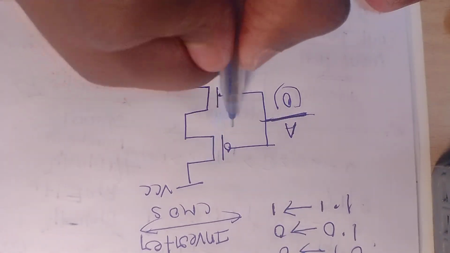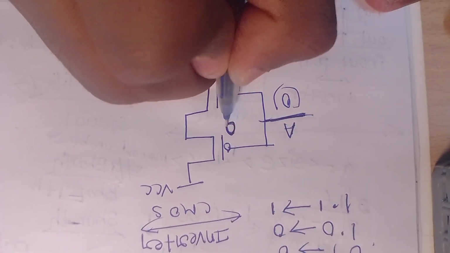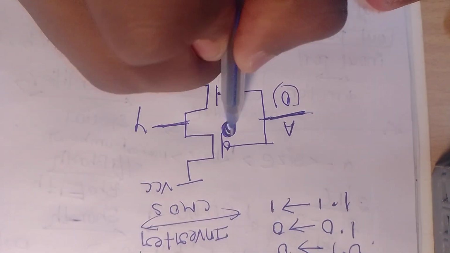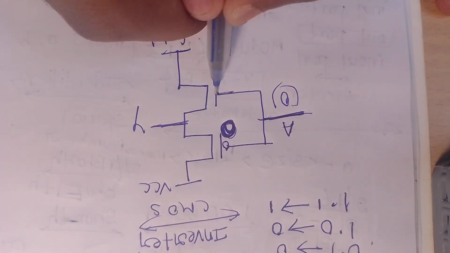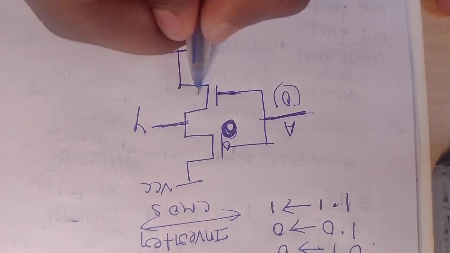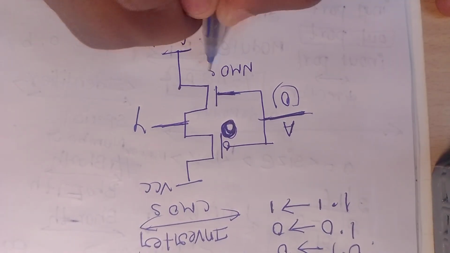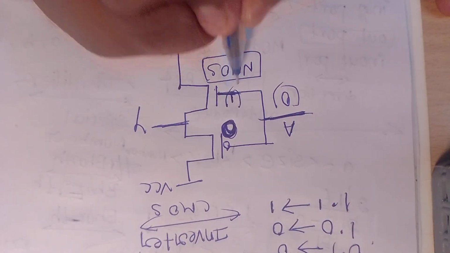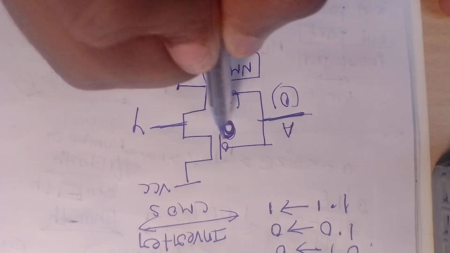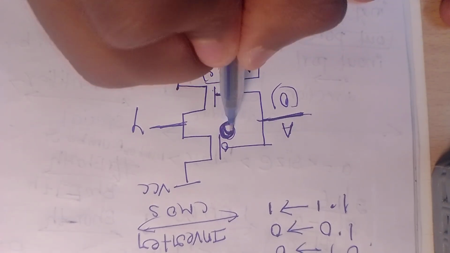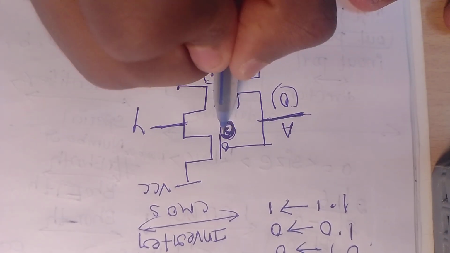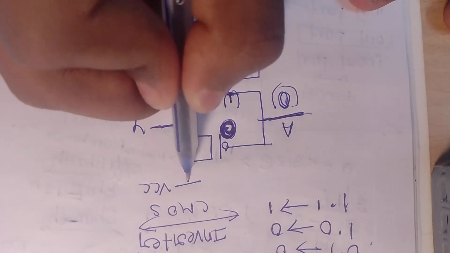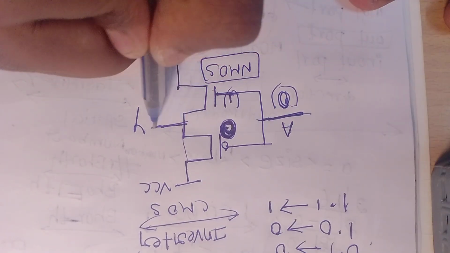PMOS will be active. Whenever you apply 0 to this PMOS, it is going to be on, and you are taking the output from over here. If you are providing 0, this NMOS will be disabled. NMOS will be disabled if you are applying 0. Only whenever you are applying 1, this NMOS is going to work. If I want to enable this PMOS, I will give 0, so this will enable and this output will come.